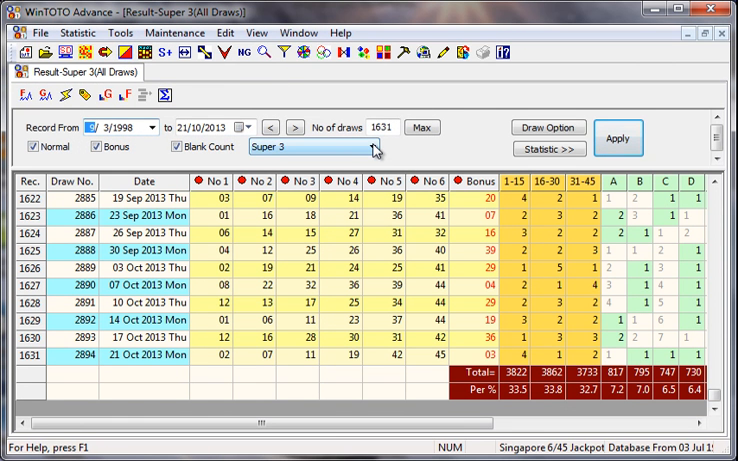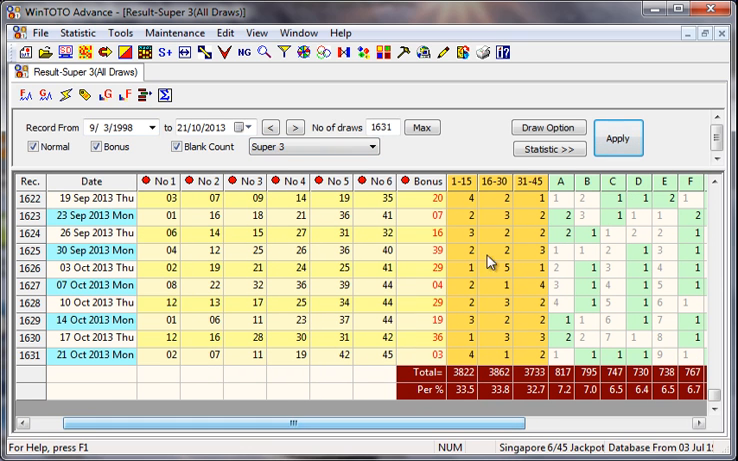One of the things I like to discuss with you is the super tree. From the super tree itself, we can see from 1 to 15 the smallest numbers, the middle range numbers, and the big numbers. What happened in the last draw is that whenever there are a lot of big numbers, usually we see a group 1 winner. The reason is very simple.